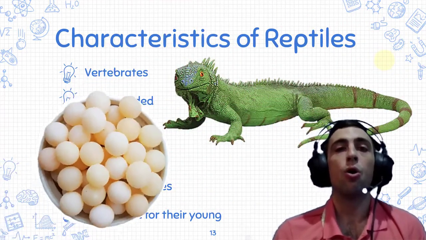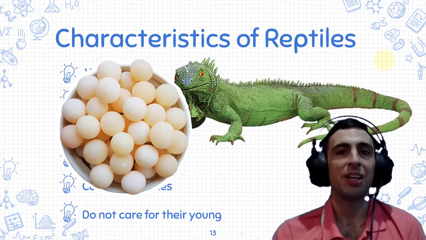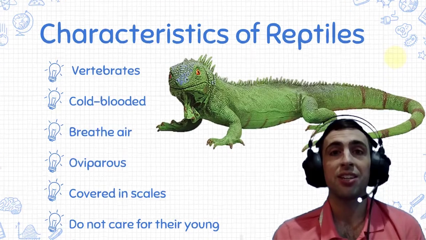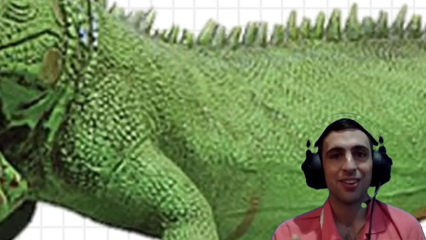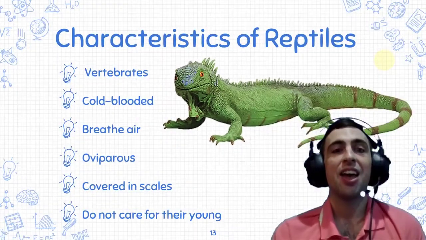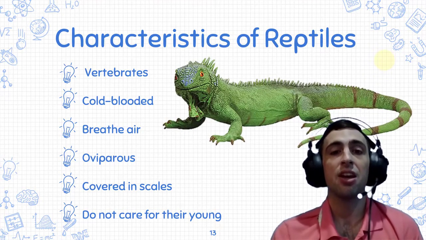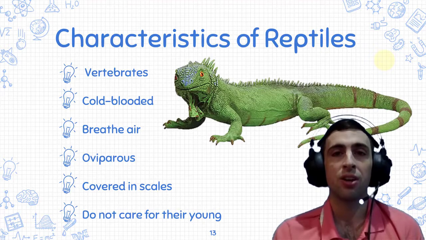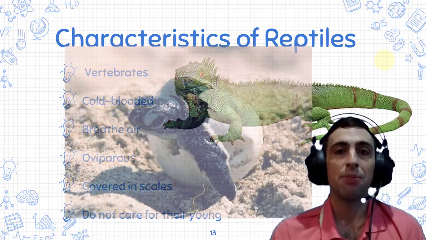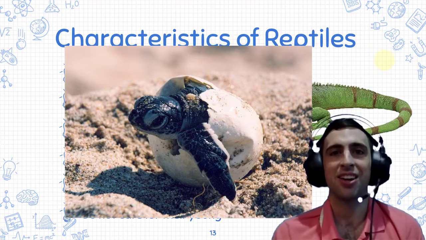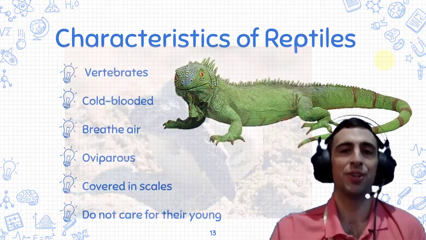They are oviparous, meaning that they lay eggs. They are covered in scales, just like fish, that's right. And our last characteristic of reptiles is they do not care for their young. When the babies come out of their eggs, the parents do not take care of them. Oh no.